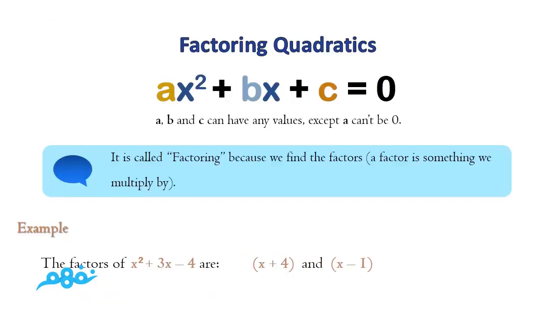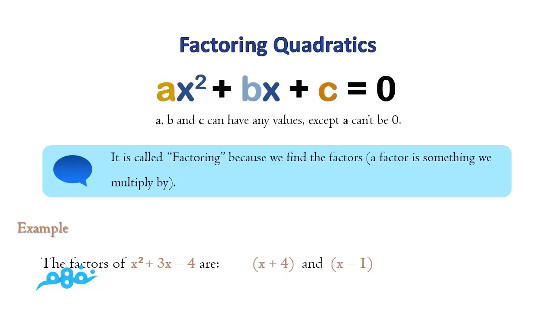There are many ways to solve the mystery of the x and to factor the quadratics. The most popular one and the easiest one is factoring. We say factoring because we find the factors, and a factor of any number is a number that may be multiplied by another to find this number. For example, 2 multiplied by 3 equals 6. So 2 and 3 are the factors of 6.